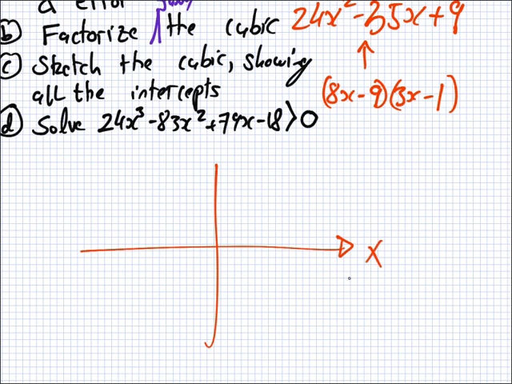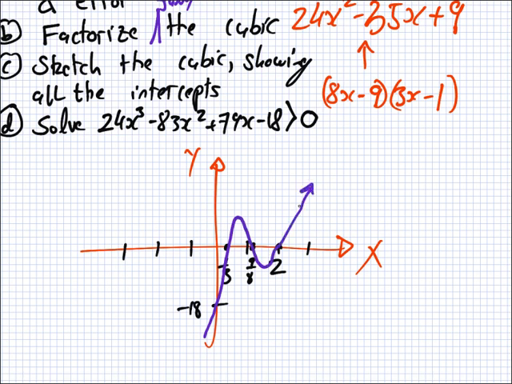It's the sketching. What are the 3 roots? We said 2, 1 over 3 and 9 over 8. The 1 over 3 is like here. And 9 over 8 is about like here. Okay, and what was the y-intercept? 18. So somewhere down here. So if I draw that, it goes up, down, up. 1, 2, 3 roots.